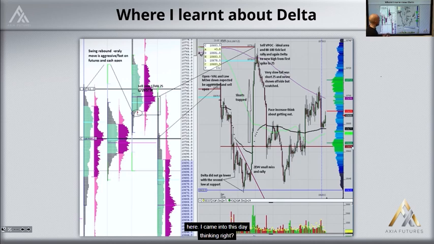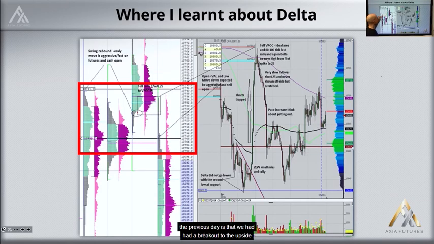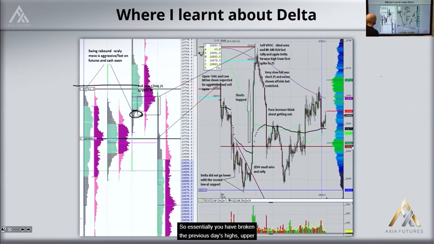And what's happened here? I came into this day thinking, right, I won't talk too much about profile, but what I'd seen on the previous day is that we had a breakout to the upside that had completely failed. The close on the day is down here. Essentially you had broken the previous day's highs up at 10,744, broken higher and then closed back inside range. This to me was a pretty solid bearish signal. So I thought, right, overall there's an opportunity.